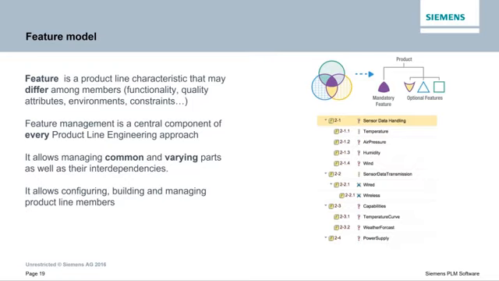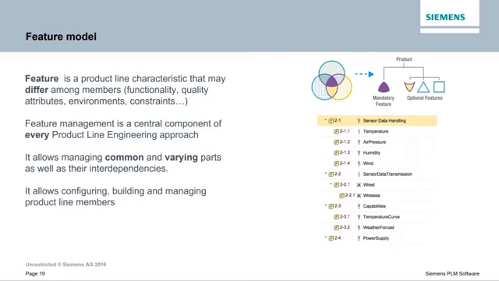So the feature is a product line characteristic that may differ among members. It means it doesn't need to be just a functionality. It could be also the quality attribute. It could be a different market where you sell your products. It's just that whenever you have two versions that are different, whenever you have two products that are different, there should be a change in a feature. So there should be a different set of features for the product A or for the product B. If the features are the same, more or less you have the same products. So the feature management is a central component of every product line engineering approach.